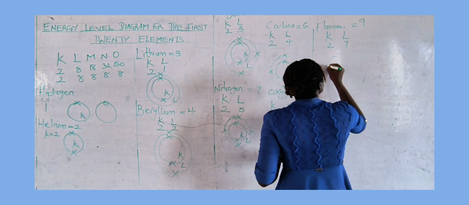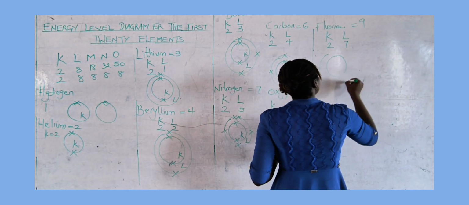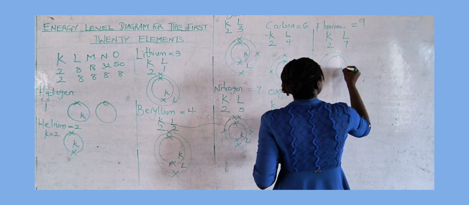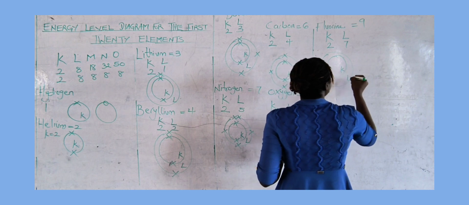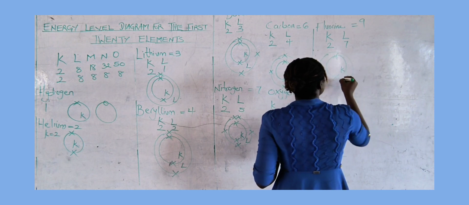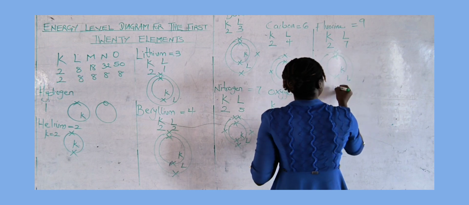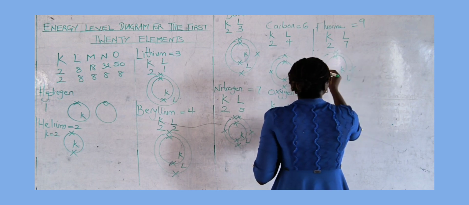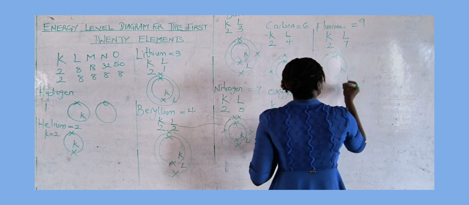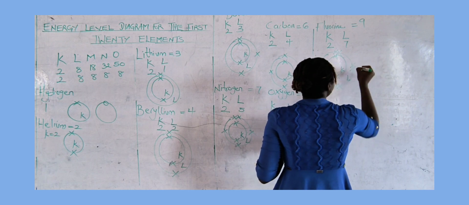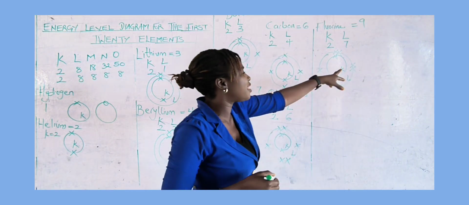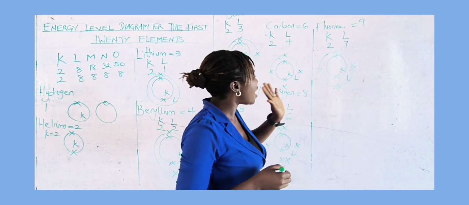So we have 1, 2. The first one is our K, while the second one is our L. So let's go. 1, 2, complete with K. 3, 4, 5, 6, 7, 8, and 9. You can see I placed my 9. So we have it to be like that.